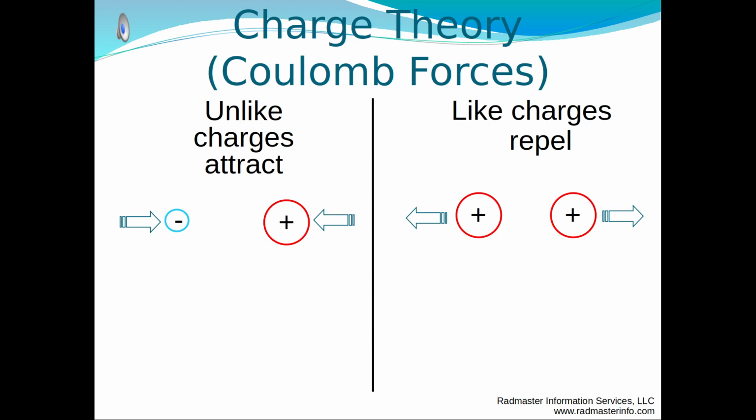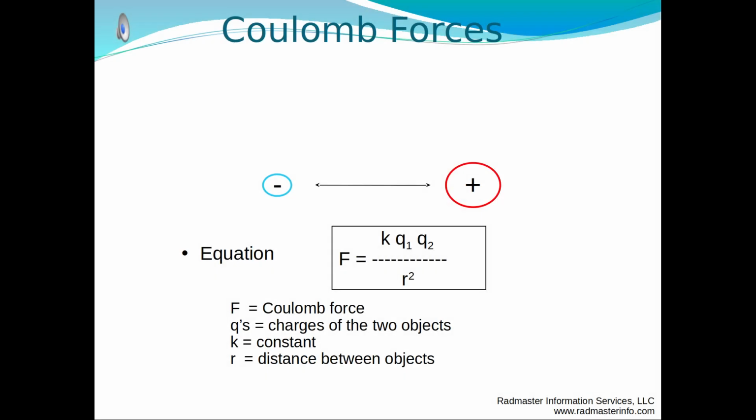Particles with unlike charges, for example a proton and an electron, are attracted to one another, while particles with like charges, for example 2 protons, repel one another. These are called Coulomb forces. This is the equation for the Coulomb force between two charged particles.